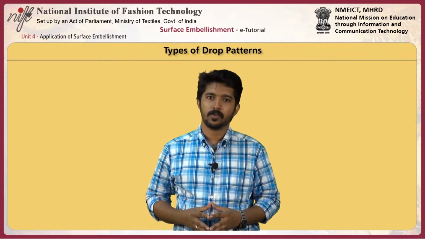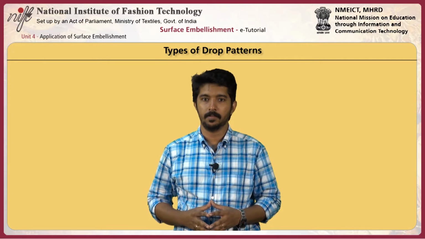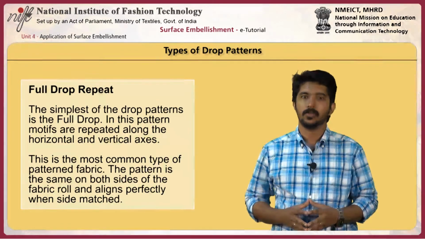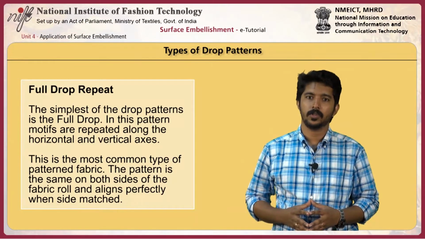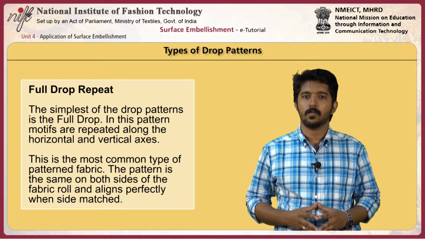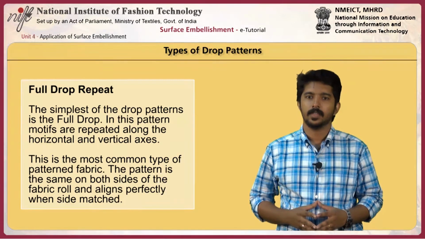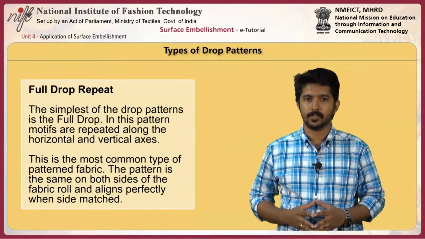There are two types of drop patterns, full drop repeat and half drop repeat. The simplest of the drop patterns is the full drop. In this pattern, motifs are repeated along the horizontal and vertical axis. This is the most common type of patterned fabric. The pattern is the same on both sides of the fabric roll and aligns perfectly when side matched.